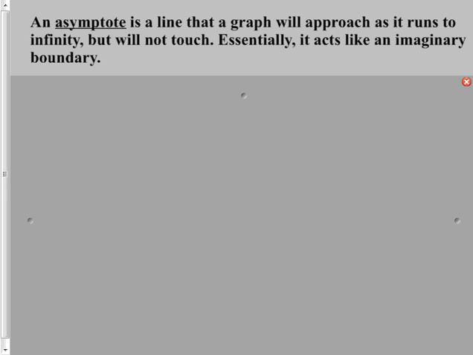Alright, your basic definition for an asymptote is that it is a line that a graph will approach as it runs to infinity, but it will not touch. Essentially, it acts like an imaginary boundary.